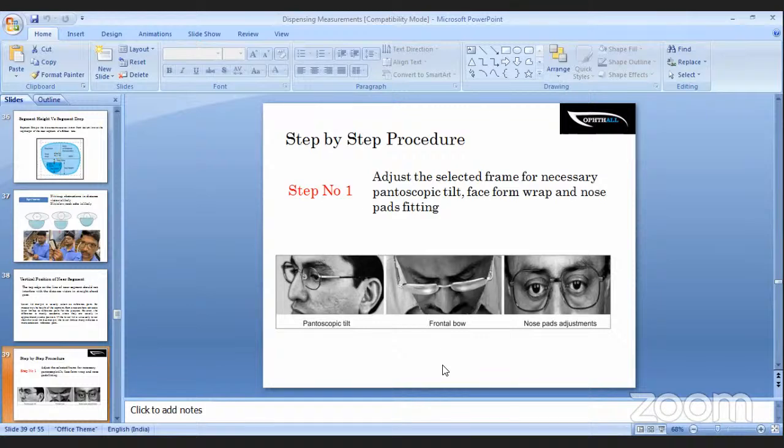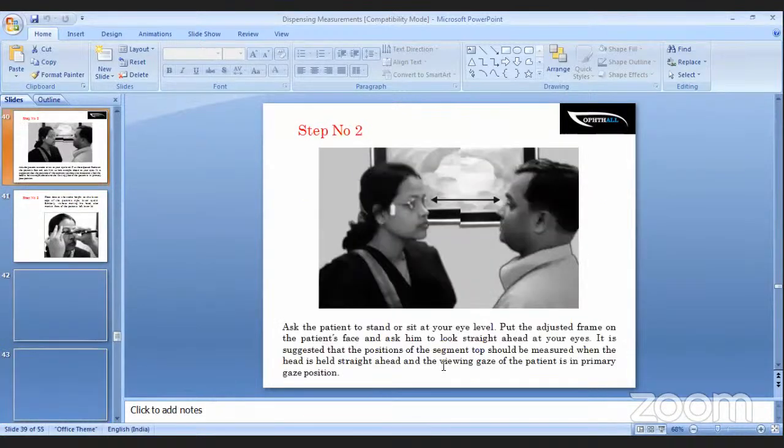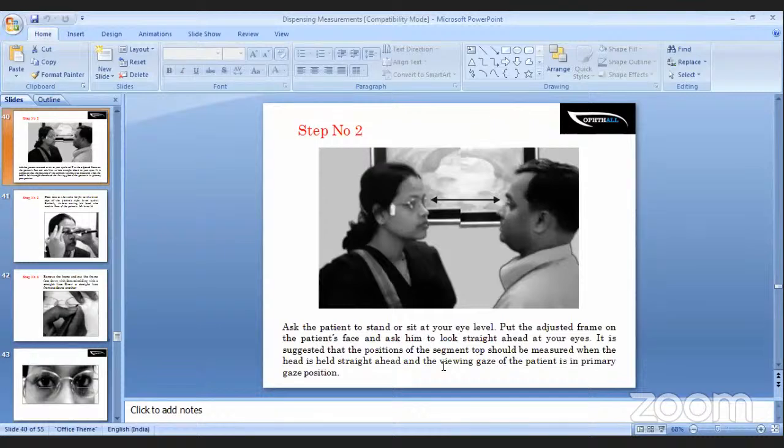Once you adjust these three things, the frame will be stable on the patient's face. When the frame is adjusted, ask the patient to stand or sit at your eye level. Put the adjusted frame on the patient's face and ask him to look straight ahead at your eyes. It is suggested that the position of the segment top should be measured when the head is held straight ahead and the viewing gaze of the patient is in the primary gaze position.